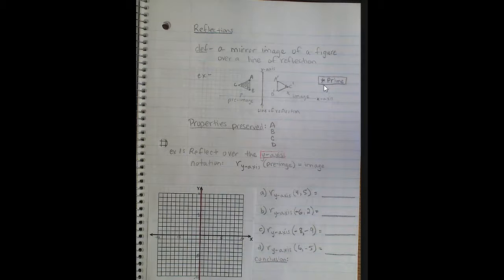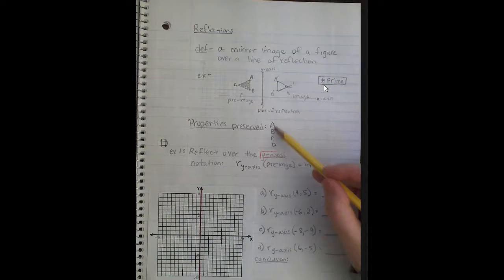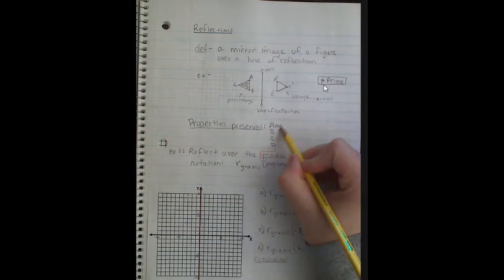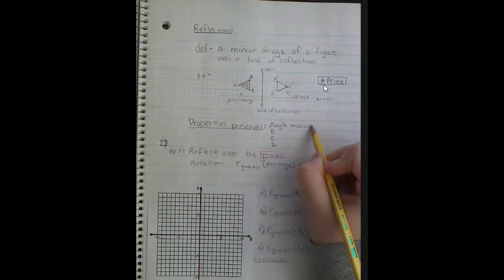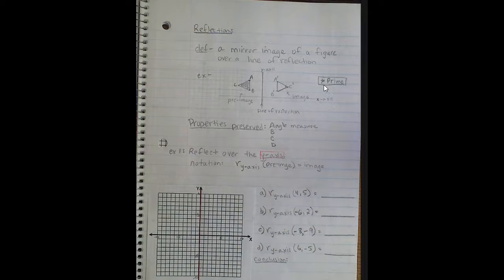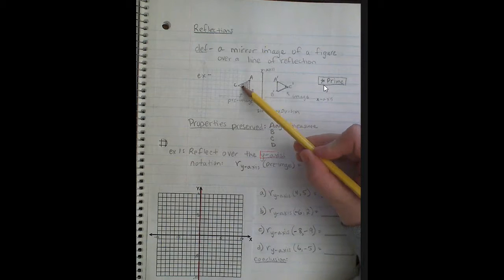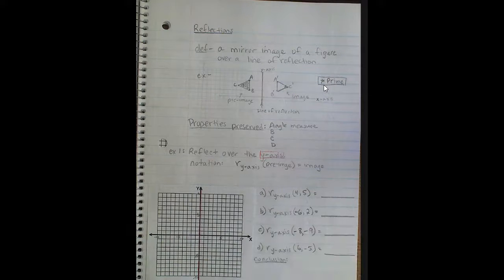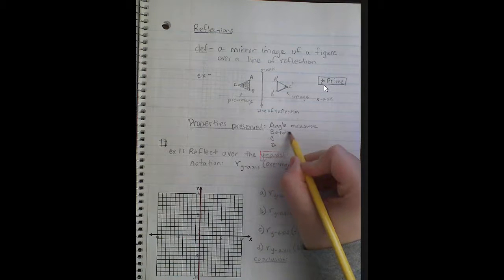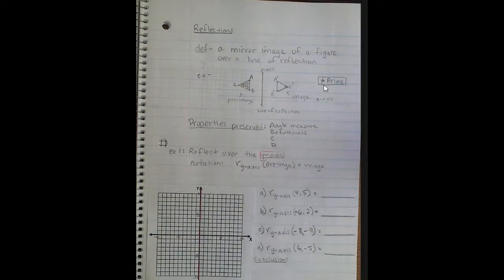Okay? There are 4 properties preserved whenever you do a reflection. And the easiest way to remember those properties is by just remembering A, B, C, D. So the A stands for angle measure, which you can tell maybe from our diagram up here. These angles are not changing. They just are facing a different way. The B stands for betweenness, which is kind of a silly word, but just means that if a point is in between 2 endpoints, when you reflect it, it's still going to be between those endpoints.